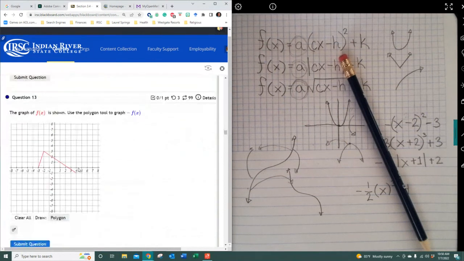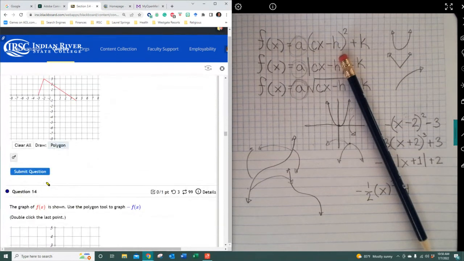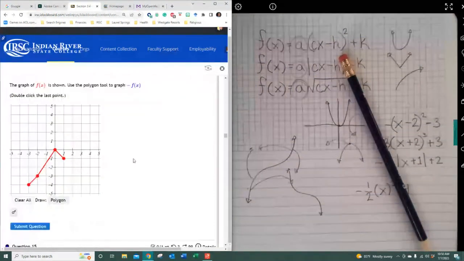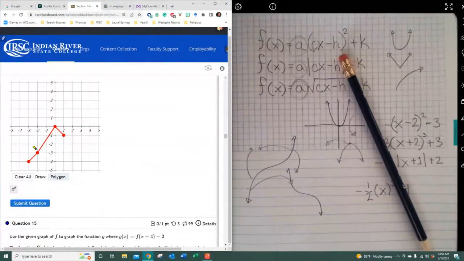I mean, and you know, it's a fun activity. So follow the concept. This is reflection over the x-axis. Make sure you do it. This one's a reflection over the x-axis. All right. And just move your coordinate points. That's all you've got to do.